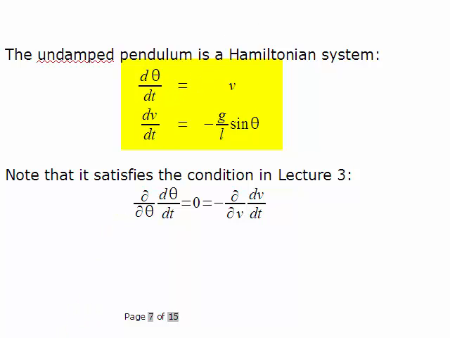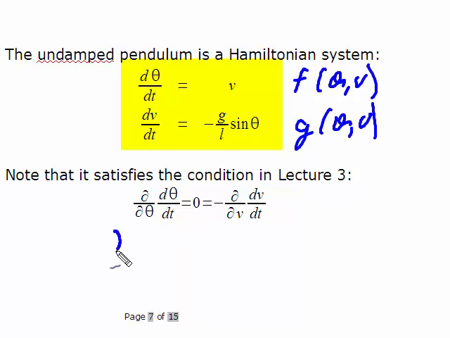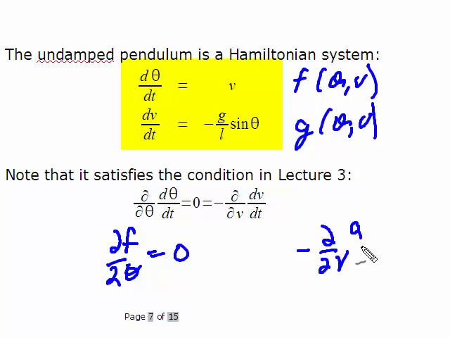Does it satisfy the condition? Okay, to satisfy the condition, this is my F, and this is my G. So I would have to take df with respect to theta, which is 0, and I have to compare that with the derivative with respect to v of g. But that's also 0, so they agree, so it is a Hamiltonian system, and we can proceed with the tools that we developed in the previous lecture.